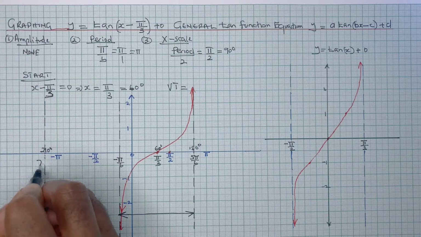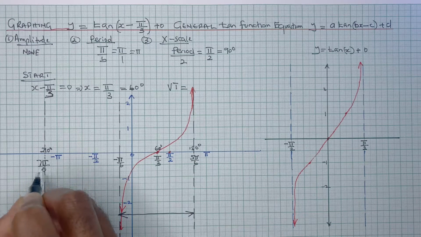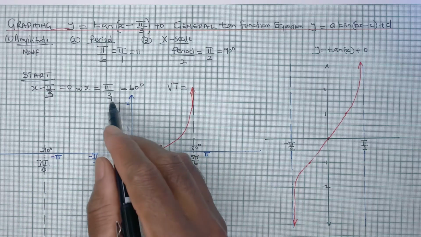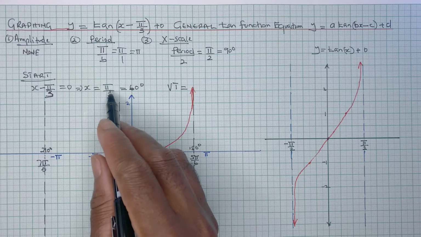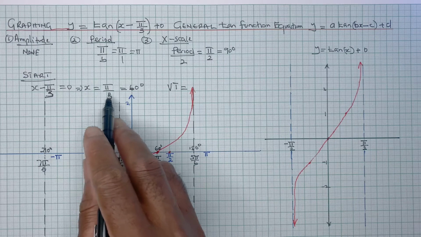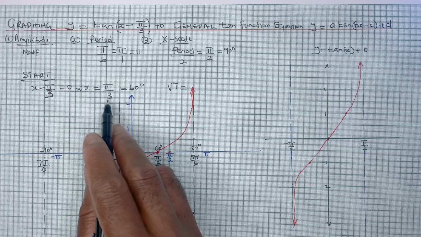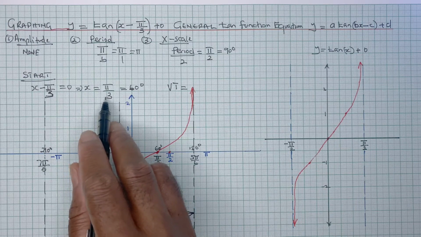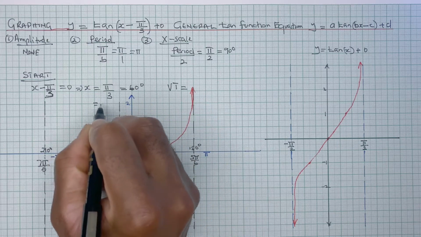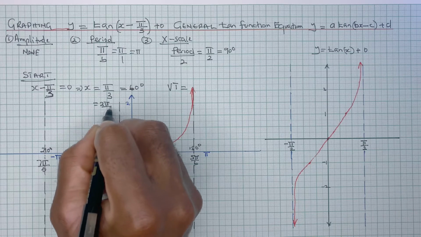So that's 7 pi over 6. How do I know that quickly? Well, we start at pi over 6, pi over 3. I can change that denominator to make it 6. Multiply that by 2, multiply that by 2, so that will be 2 pi over 6, right?